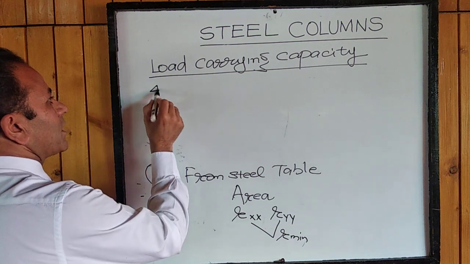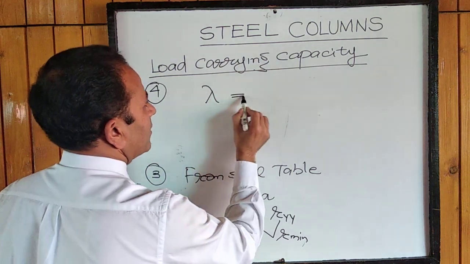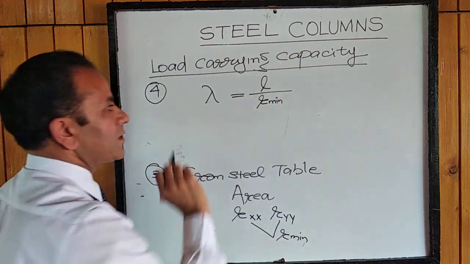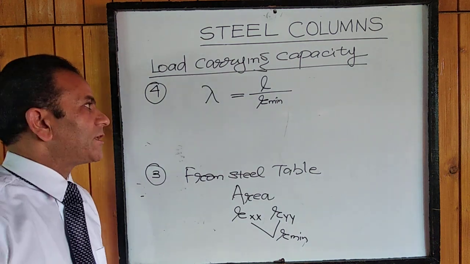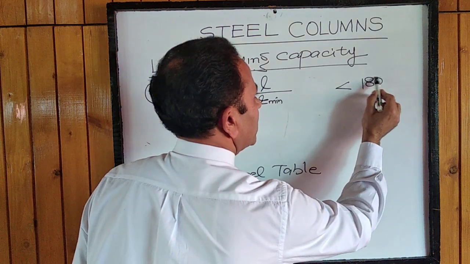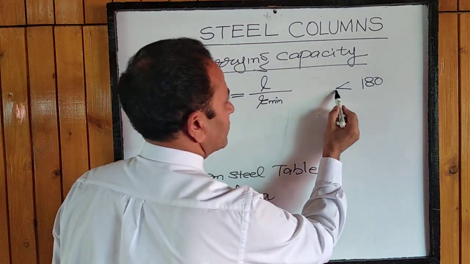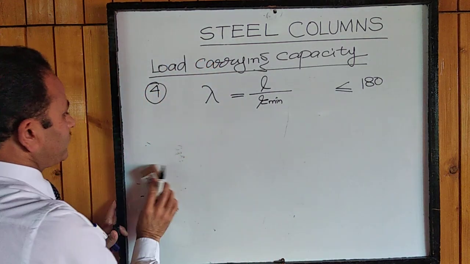Then in the fourth step, we calculate the slenderness ratio lambda. Lambda will be L upon R minimum. Now we have both the values. We have effective length with us. We have calculated R minimum. We will find out lambda and check that it has to be less than 180. This ratio shall not exceed 180. It can be at the most equal to 180.